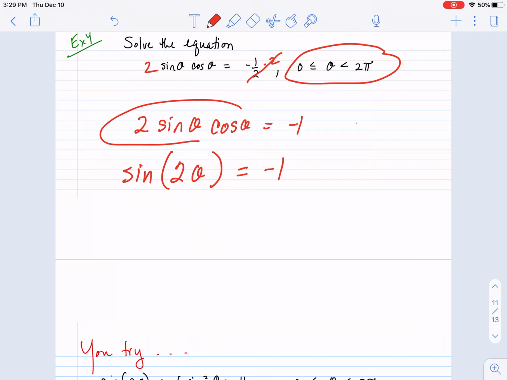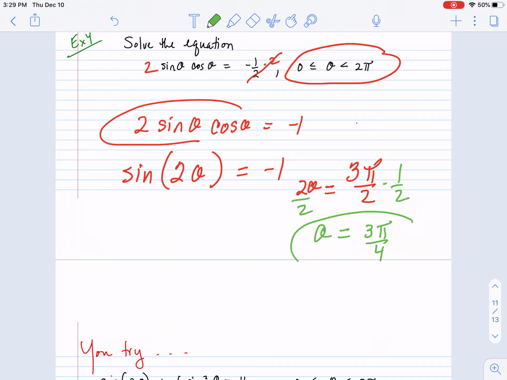I would go onto my unit circle. I would figure out where is it that my sine is equal to -1, and that's at 3 pi over 2. Okay, but theta doesn't equal that, 2 theta equals that. So I'm just going to remind you how to do that. From there you're going to divide by 2 or multiply by 1/2. So you're going to get that theta is equal to 3 pi over 4.